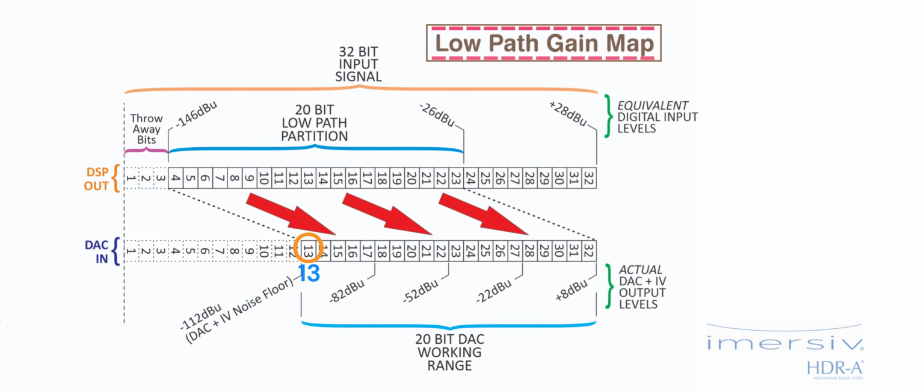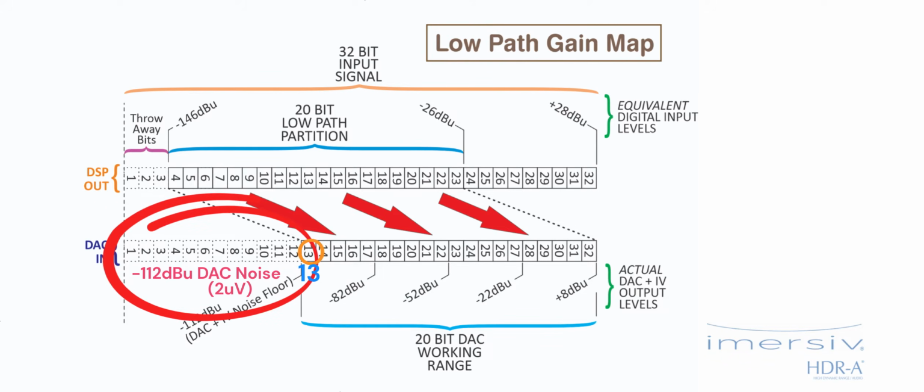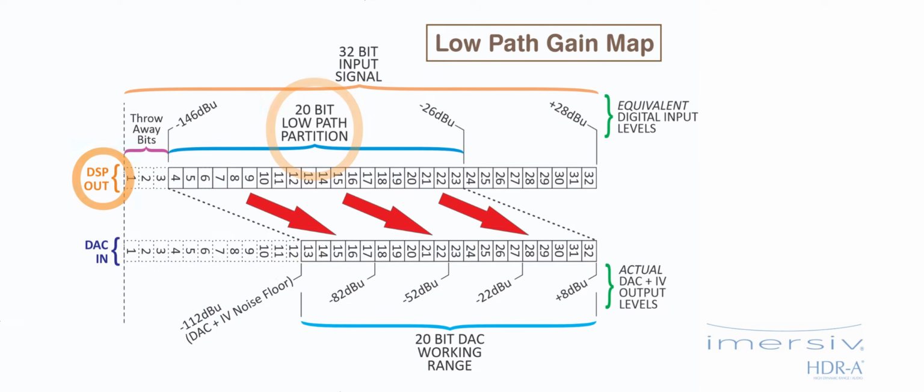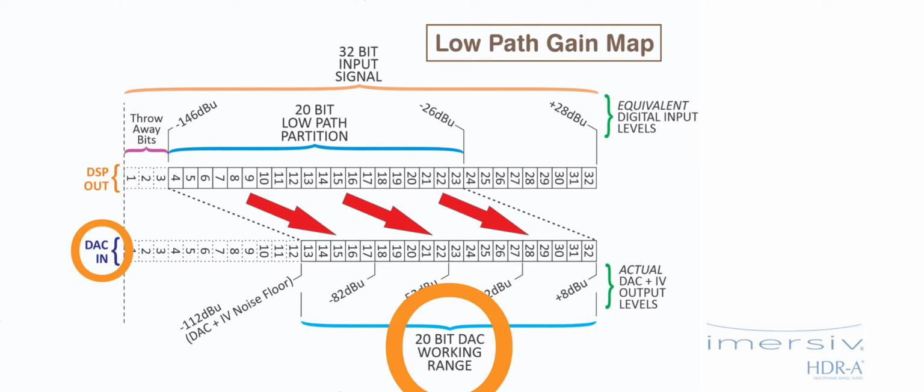Why bit 13? Well, bits 1 through 12 of the DAC IC are just noise. Bit 13 of the DAC IC is just above the DAC's noise floor. This means we can successfully map our 40 nanovolt signal into our DAC IC. Our entire 20-bit low-pass signal becomes successfully mapped into our low-pass DAC.